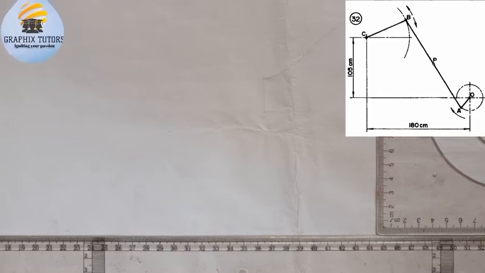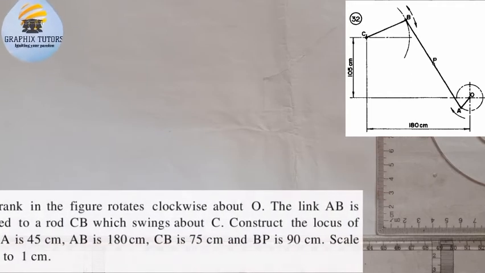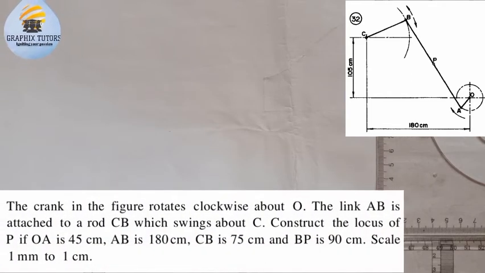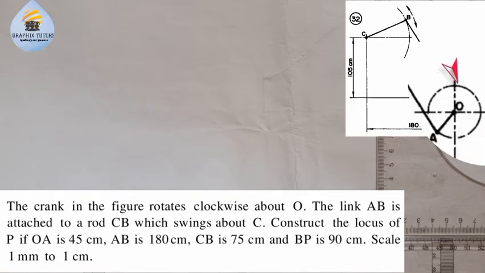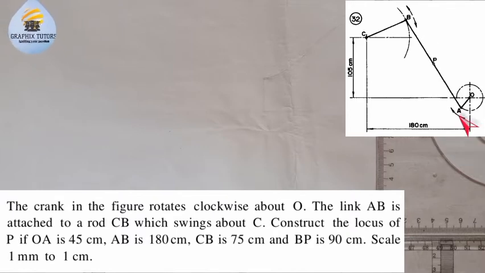First of all, we should reproduce this question. And the question goes like this. It says that the crank in the figure rotates clockwise about O. That means this crank you see, this is the crank here. Look at my arrow. It rotates clockwise in this direction about point O here, right?